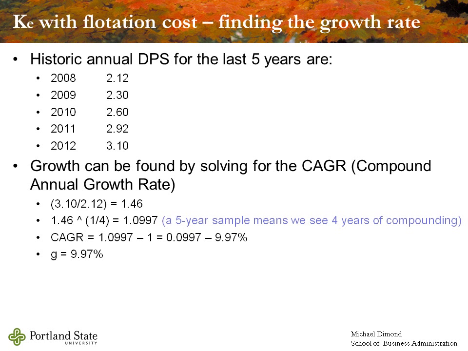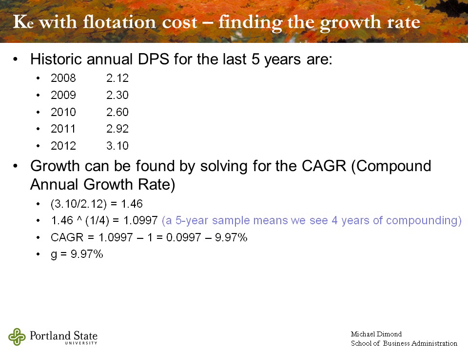This is not going to be a simple function or an average amount of growth that we're seeing, but really the result of compounding. Investors are seeing a compound return on their investment, so we need to find what the compounding base is. If we're looking at the end point and the start point, the end point on the dividends was $3.10, and the start point was $2.12. And we have 5 years during which this has happened.